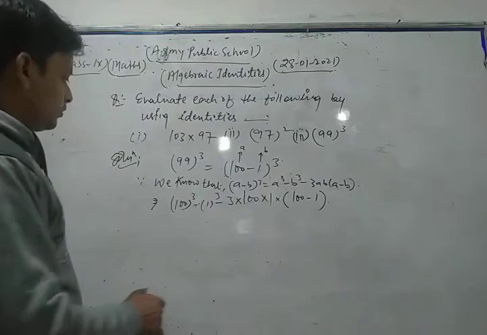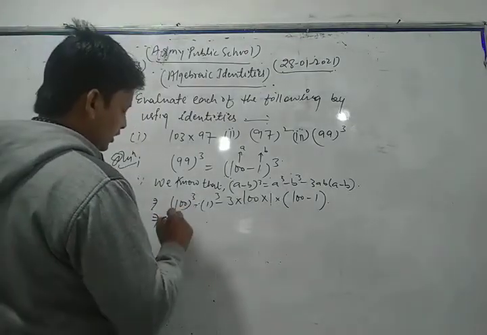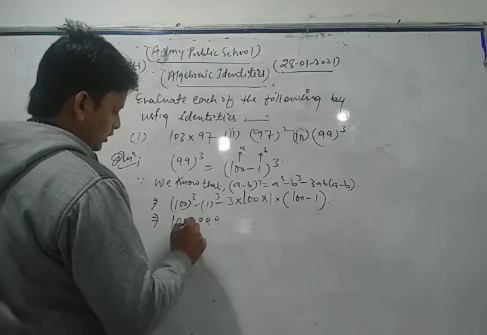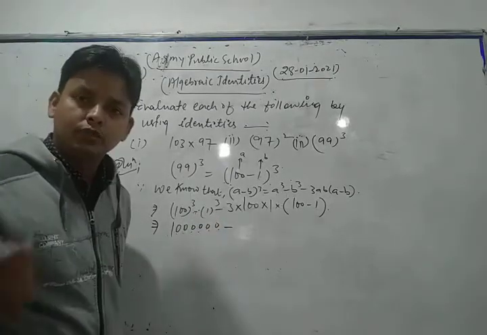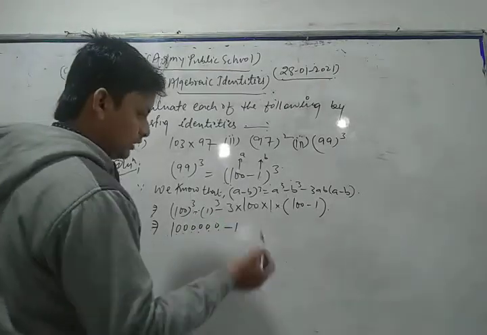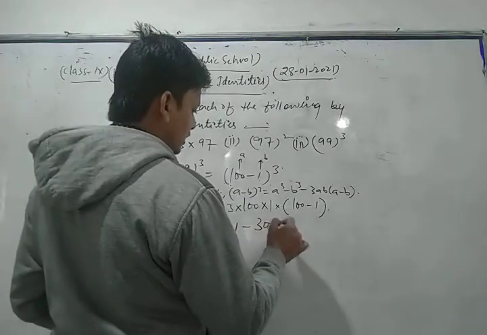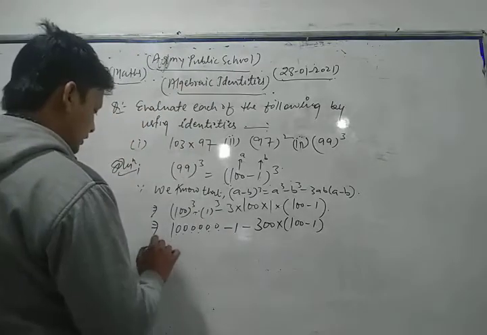Now we solve that. We write 100 cube as 1,000,000. Now minus 1: the cube of 1 is 1. Minus 3 into 100 into 1, this is 300, in bracket 100 minus 1. Now we break the bracket. So let's see.